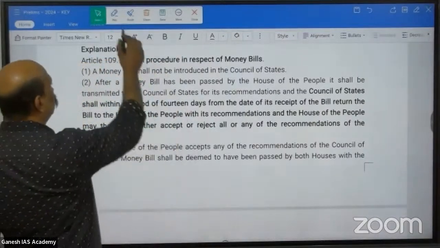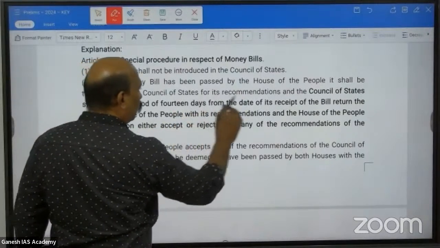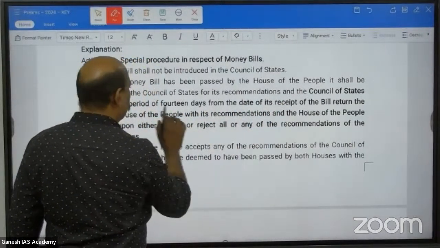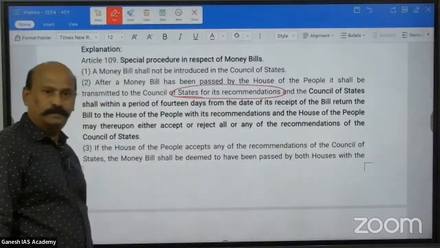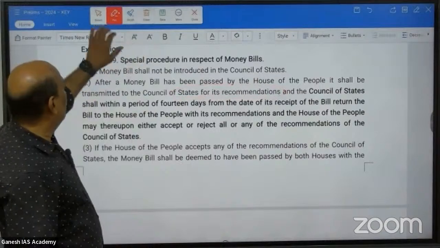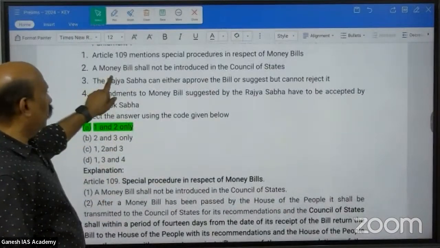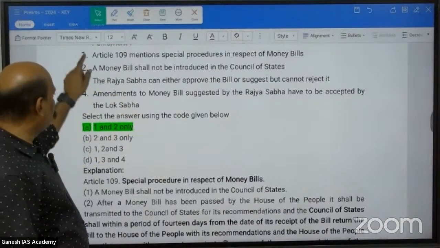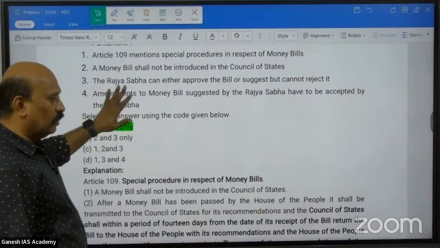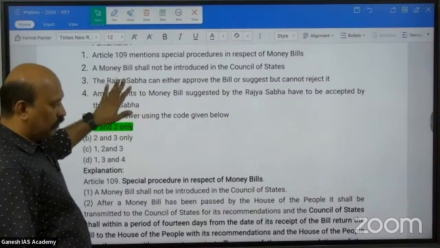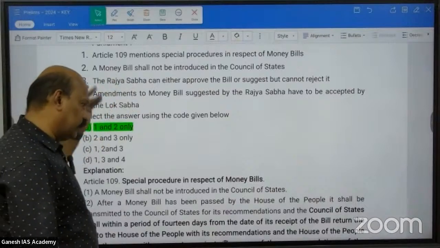So the Constitution is very, very clear here. It shall be transmitted to the Council of States for its recommendations only, not approval. Hence, in my view, the answer to this question is only 1 and 2. The first two statements are correct and the third statement is not right. It can be a controversy. Let us see how UPSC interprets. Let us see later.